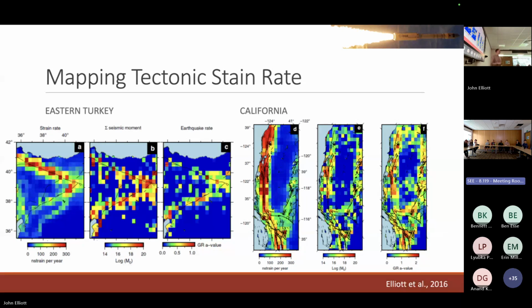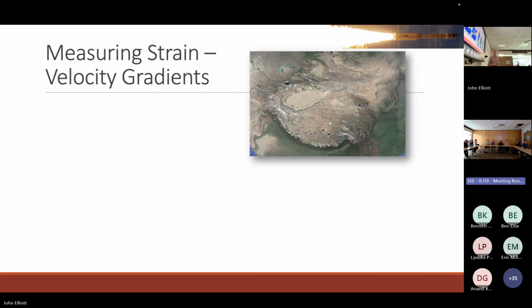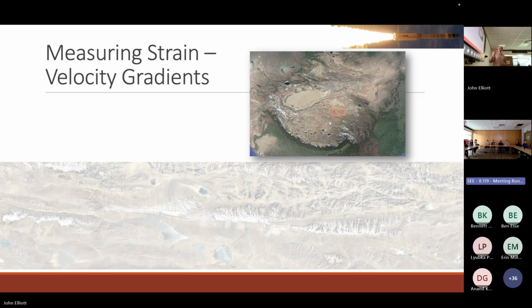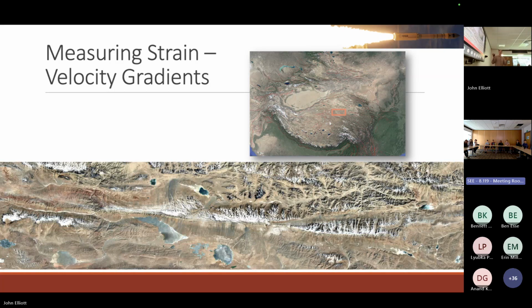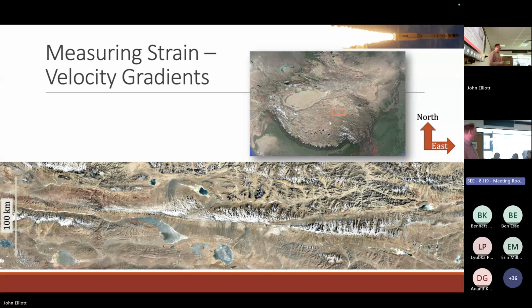So if we can better map the distribution of strain through space and then through time, then we might be better informed where the hazard lies. So if we give an example of measuring that strain, we need to be able to measure the gradients of velocity. To do that, we'll take the Tibetan Plateau here, a case study for much of the work we've done. We're looking at the Kunlun Fault here in the northeast, and a satellite image across this area. We've got north up, east to the right, and it's about 100-kilometre width here. So that's the fault running through the mountains here, the Kunlun Fault.